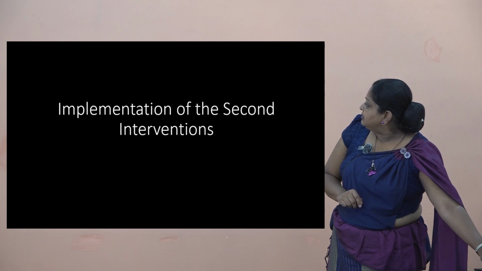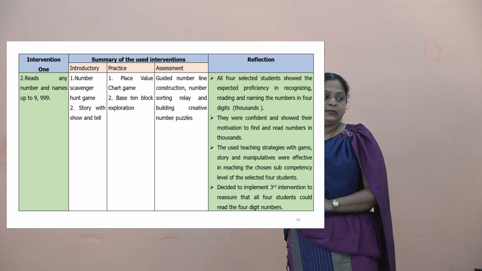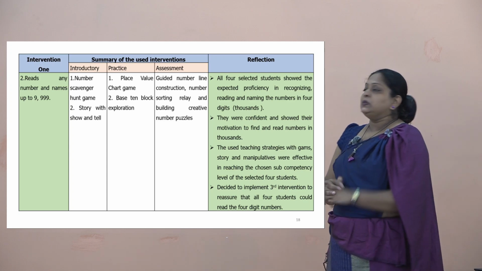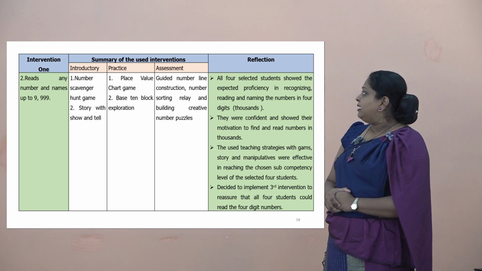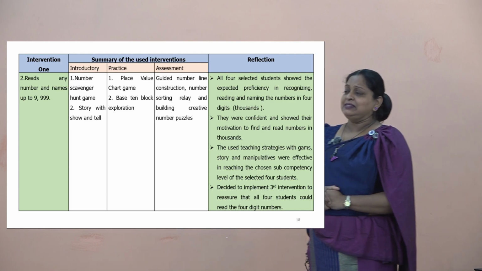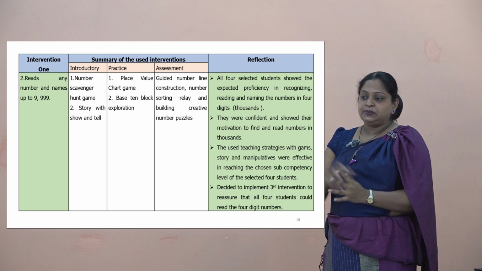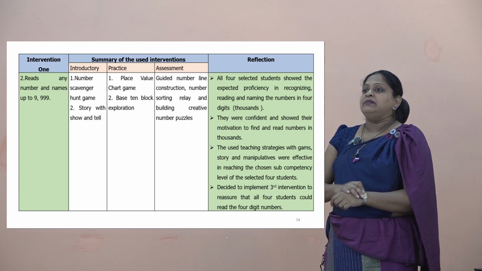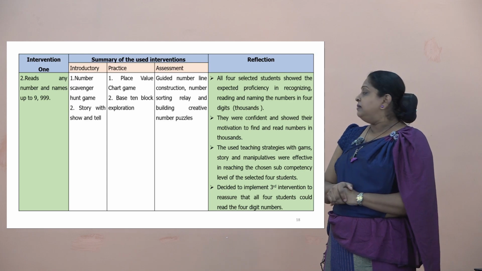So when it comes to the second intervention, it was about reading any number and names up to 9999. At this stage, of course, I thought of incorporating games, where I used a number scavenger hunt game and a story with a show and tell strategy. Under this number scavenger hunt, they were given clues with a checklist.